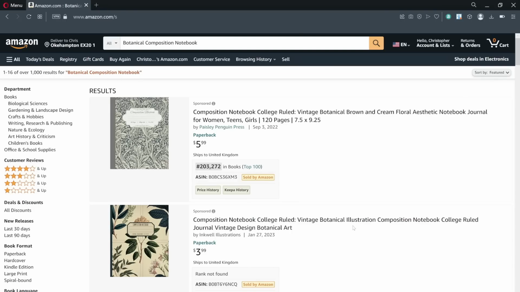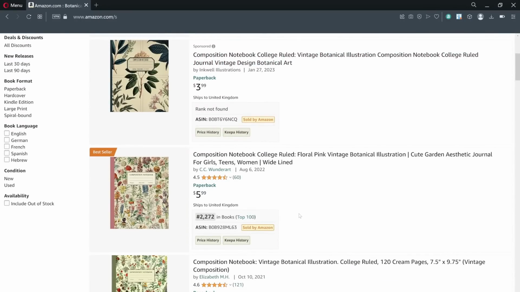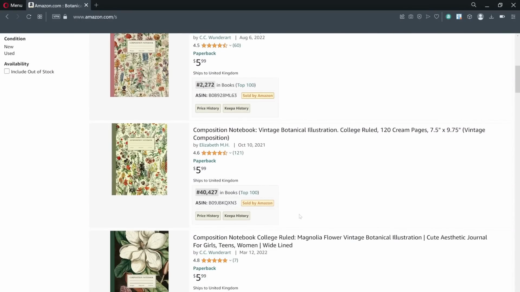be good enough. Okay, so what I can see from this, the botanical composition notebook keyword phrase that we're going for, I would say this is very good on the basis that there are quite a lot of books here that have a very low BSR.